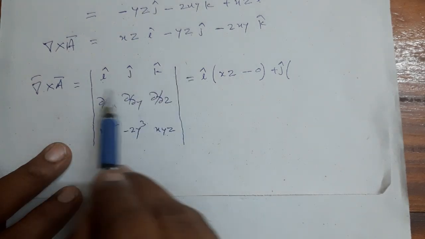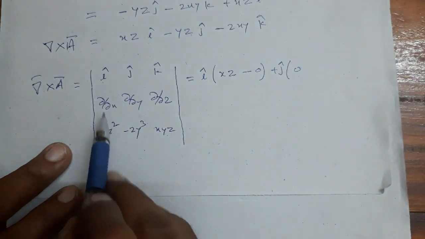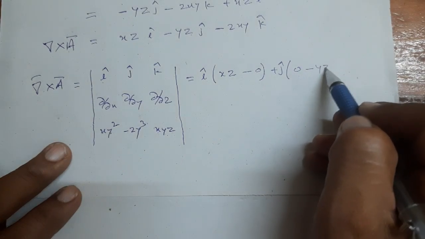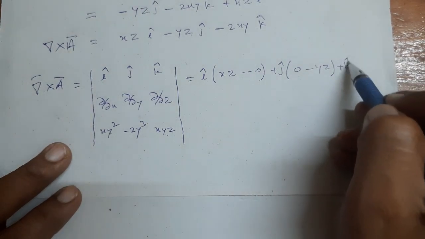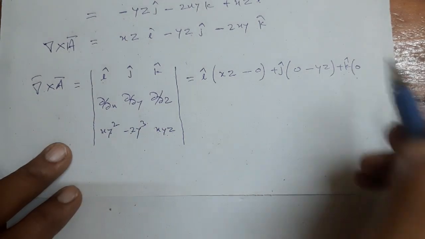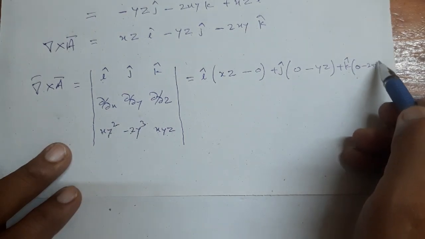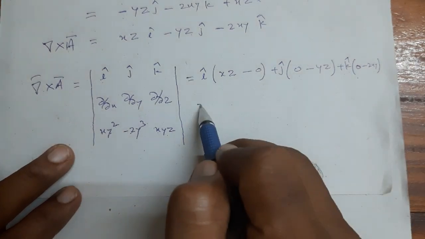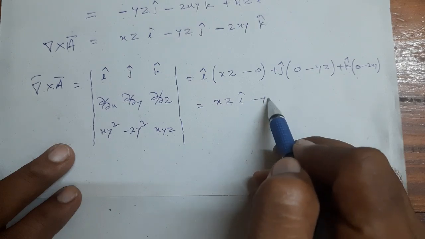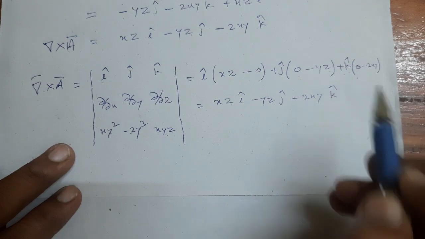Now I will have to consider in cyclic order. Therefore, first derivative of xy square with respect to z, which is 0, minus derivative of xyz with respect to x. Therefore, it is minus yz, plus k cap into bracket derivative of 2y cube with respect to x, which is 0, and derivative of xy square with respect to y, which is 2xy, correct, which is 2xy. And I will simplify this. It is xz i cap. Here it is minus yz j cap minus 2xy k cap.